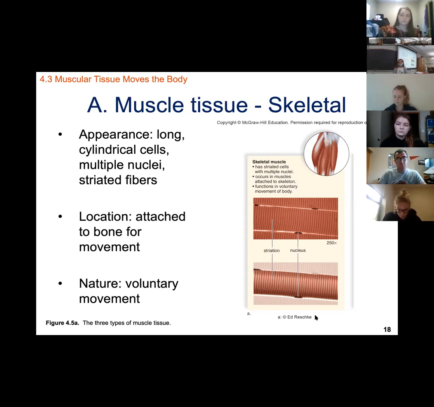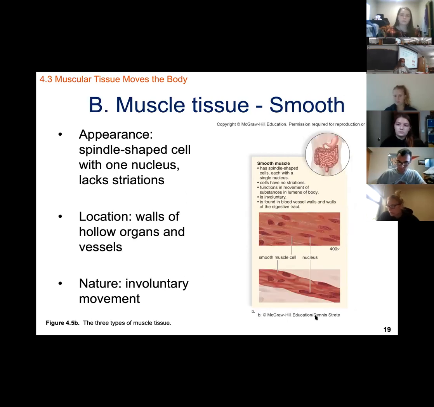It's the difference between I'm not telling my body to pick up my phone right now, and now I'm picking up my phone because I have that conscious behavior. Involuntary movement, we'll talk about that in a little bit, is the stuff your body does that you're not consciously thinking of or making it do.